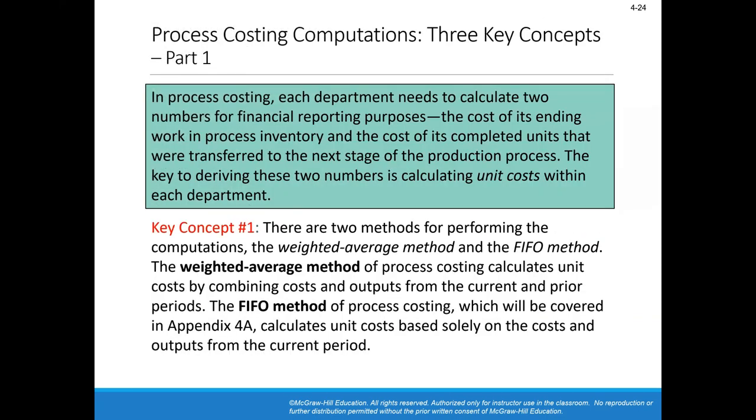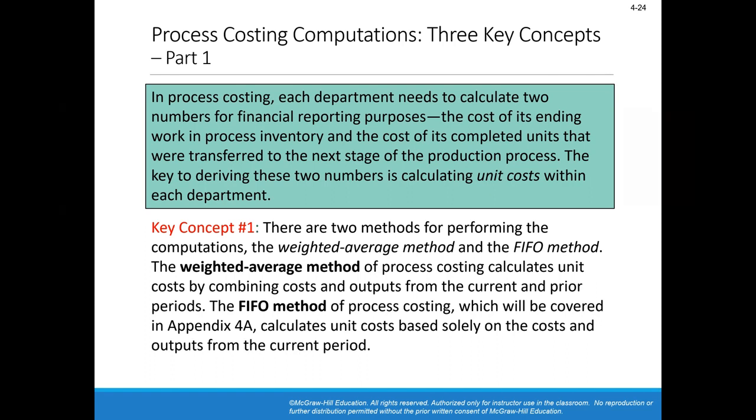Okay, so in process costing, each department needs to calculate 2 numbers for financial reporting. This is where we're going to learn something new here. So the cost of its ending work in process inventory and the cost of its completed units that were transferred to the next stage of the production process. The key to deriving these 2 numbers is calculating unit costs within each department. Okay, so we're going to have each department, we have to figure out those unit costs.